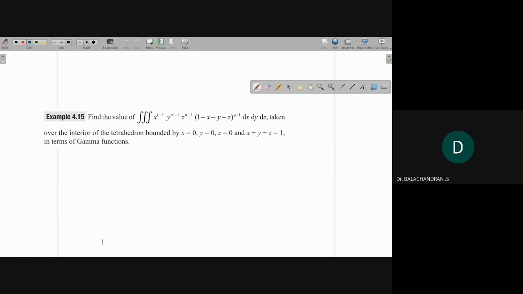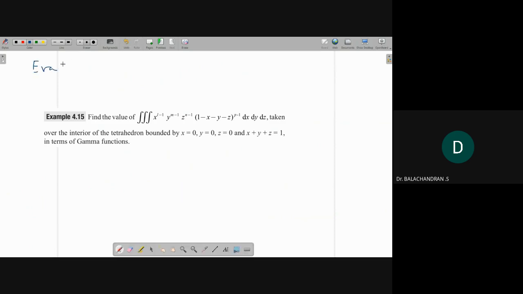Before going to the next problem, this comes under evaluation of triple integral using beta and gamma function. We already discussed evaluation of double integral using beta and gamma function. So you have only two topics remaining: this one and then the application. I am nearly coming to the end of the fourth unit and the end of the syllabus. I need maximum 3 to 4 classes. I think I will finish before Saturday.